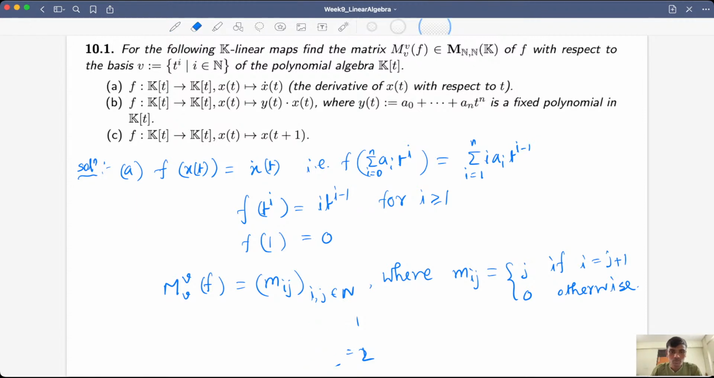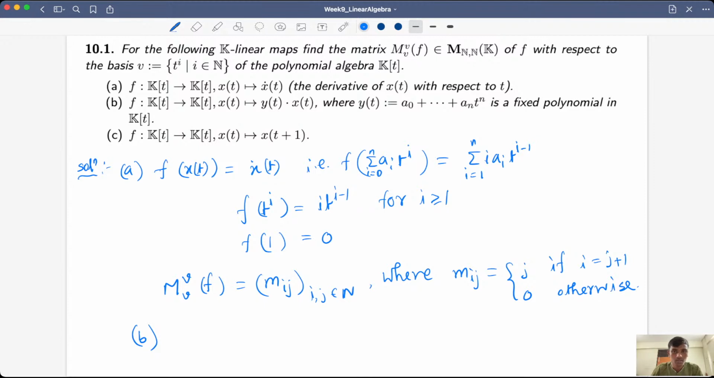Fine. So that's how you get the matrix for this derivative linear map. Similarly, for the second one, it is just multiplication by a fixed polynomial, yt, where you send each polynomial and multiply it by this. So in general, whenever you have multiplication defined in the one dimensional case, you send just v to kv, where k is some fixed constant there. So this kind of map is this.